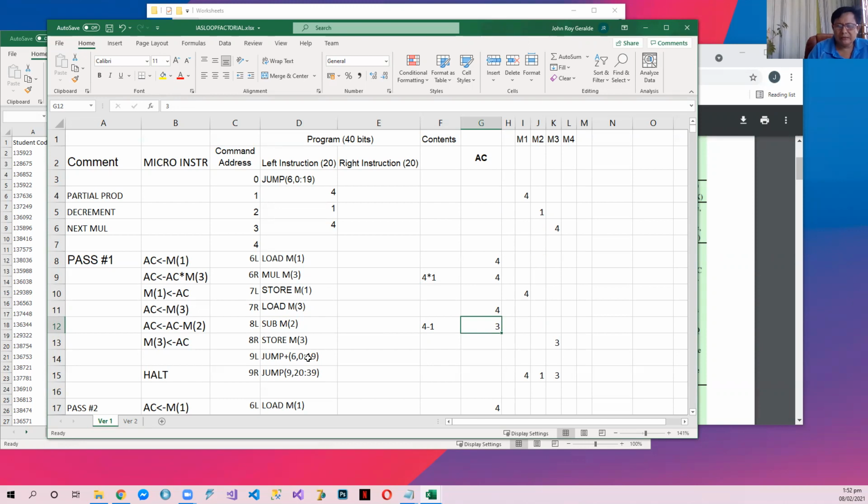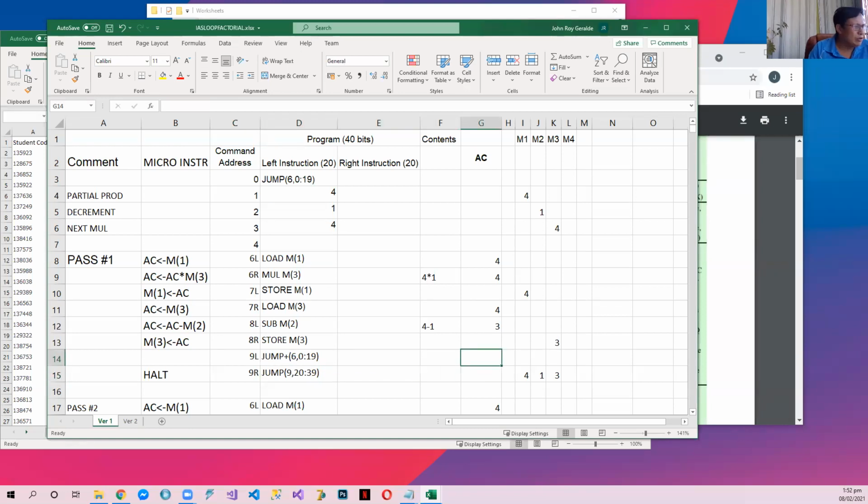Do you follow? So this is the logic. First, compute the partial product. Then compute for the next multiplier. We store the next multiplier, which is 3. So the accumulator is 3 at this point. And then we say jump plus 60 to 19. So what will we do? Will we jump or will we proceed to 9R? 9R, remember, is a halt.